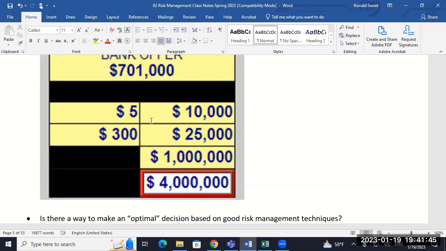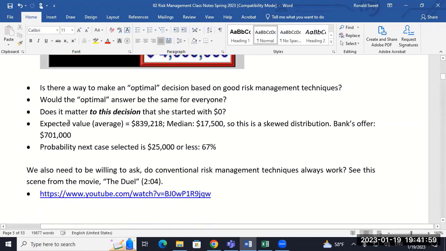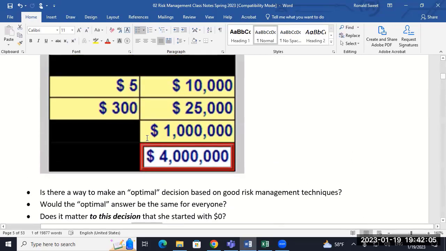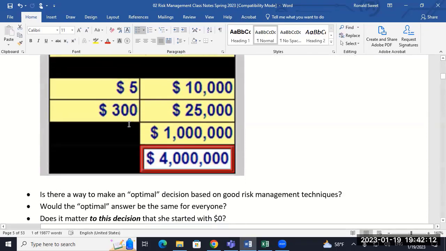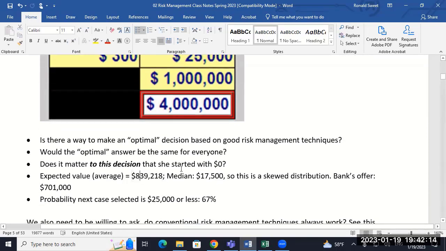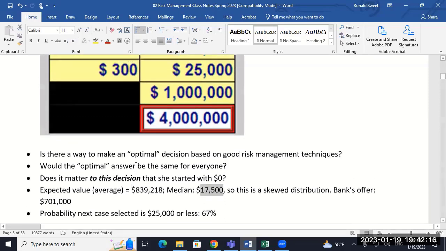Take the money, and why? So is the expected value more than the profit, or less? Well, that's what you can ask. So what is the expected value? The median or the average is 830,039. That's greater than what the bank offers, and the bank almost always offers less than the average, I would think. I haven't done the math, but with 800,000 as the average, the median's only 17,000.